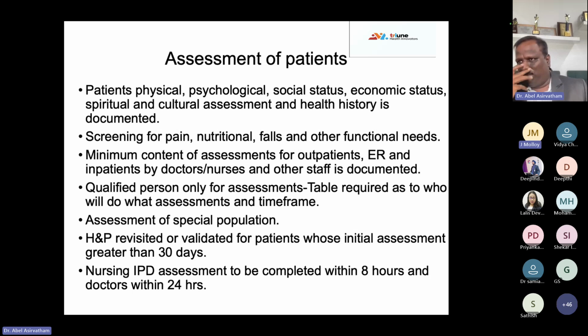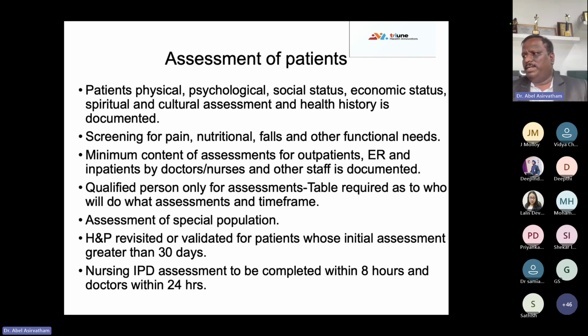This is one of the pitfalls we need to avoid. Then the minimum content of assessments for outpatient, ER, and inpatient needs to be documented in the policy. Very, very important. Okay, who will do what? That needs to be documented along with the time frame for completion of the assessments.